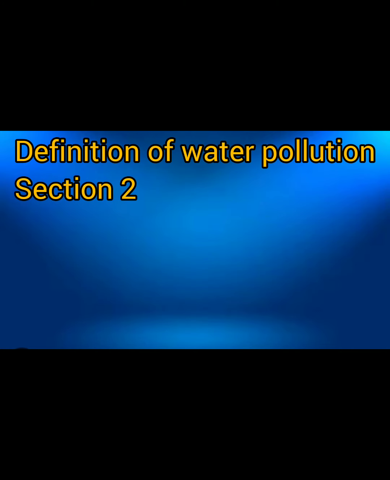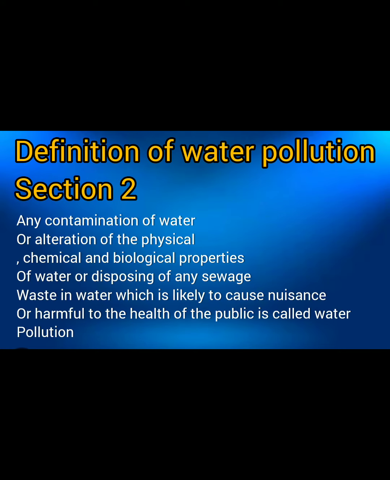Next we'll see the definition of water pollution, that is Section 2 of this act. It states that any contamination of water or the alteration of the physical, chemical and biological properties of water, or disposing of any sewage waste in the water which is likely to cause nuisance or is harmful to public health. Basically, this definition says that when the water is not in a proper state to use, when the properties of the water have been mixed with something toxic in nature, and the water cannot be used for any kind of purpose, that is called water pollution.